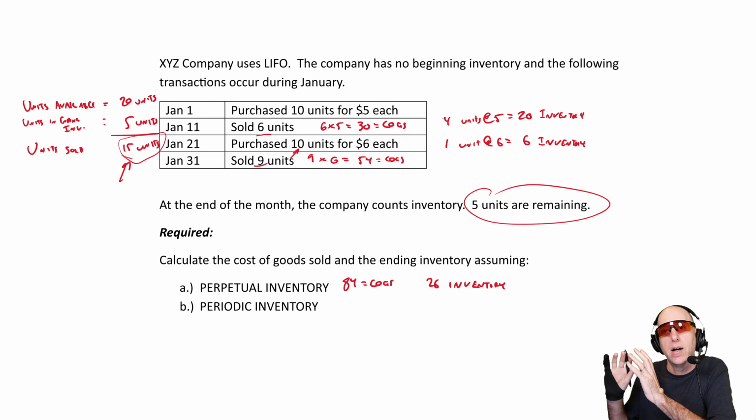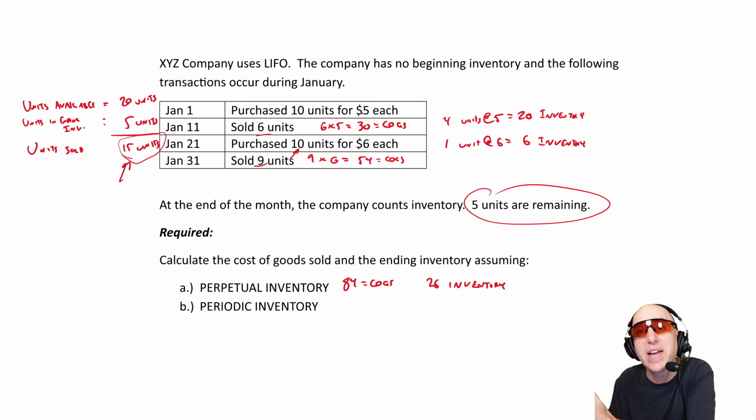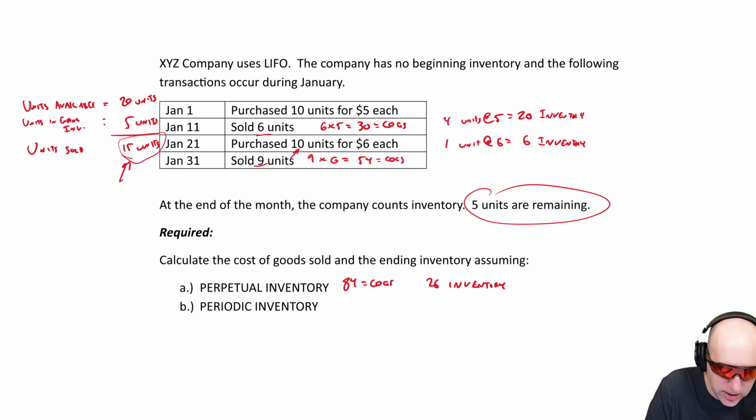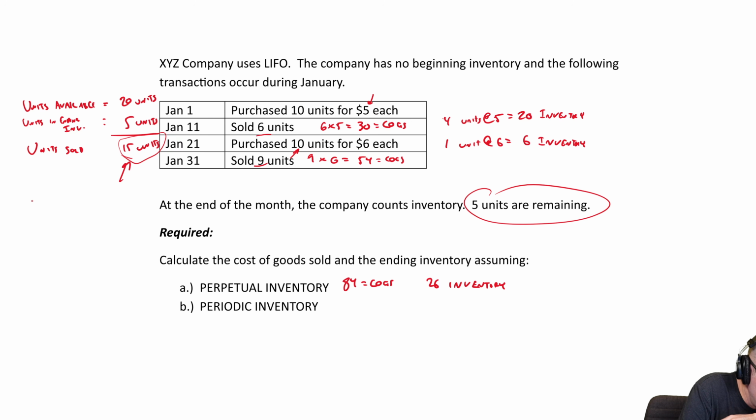The other way to think of LIFO is first in, still here, right? My oldest stuff is still here. So I've got 5 units that are still here. It's the oldest stuff, right? It's these $5 units. So my ending inventory is 5 of the $5 units, so $25 in ending inventory.